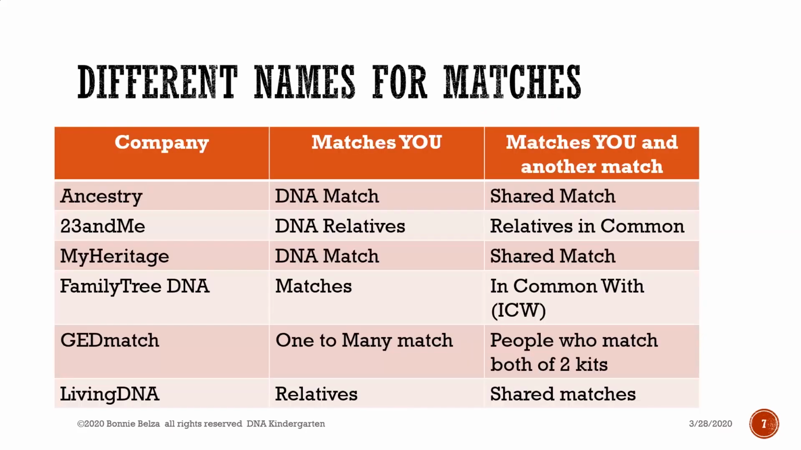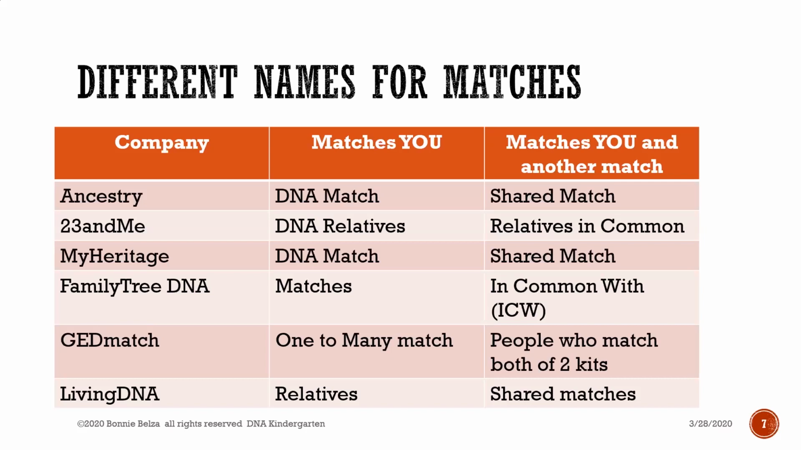Another difference we want to go through when we're looking at identifying our matches and shared matches is that the companies use different terms and different terminology. Ancestry calls a match that matches you a DNA match. They call someone who matches you and another match, a triangle, those interlocking circles, a shared match. 23andMe uses the terms DNA relative to describe someone who matches you. And they provide you a list of shared matches, calling it relatives in common.